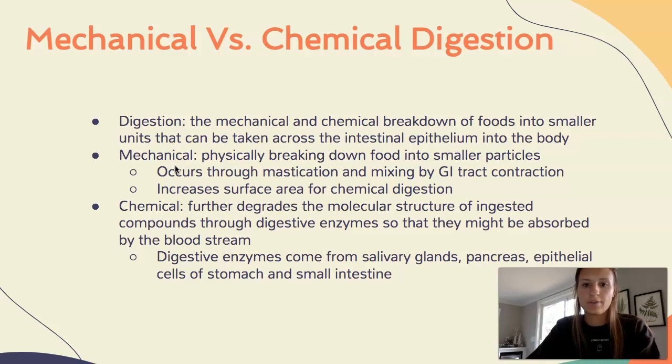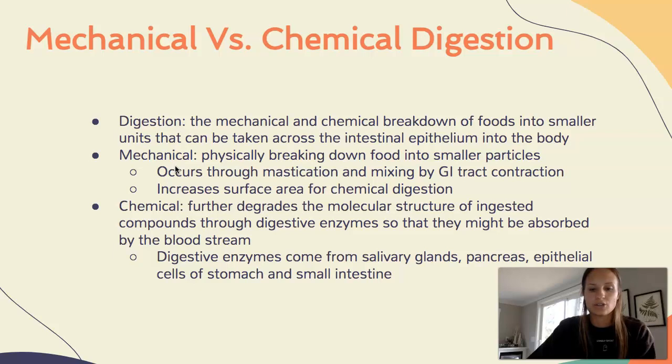So first, I'd like to provide a few working definitions that will be relevant for the presentation. Digestion is the mechanical and chemical breakdown of foods into smaller units that can be taken across the intestinal epithelium into the body. There are two types of digestion, mechanical and chemical. Mechanical digestion is the physical breakdown of ingested material into small particles, and this is accomplished in the mouth during mastication and in the GI tract through peristalsis and mixing. Mechanical breakdown allows for increased surface area for chemical digestion.